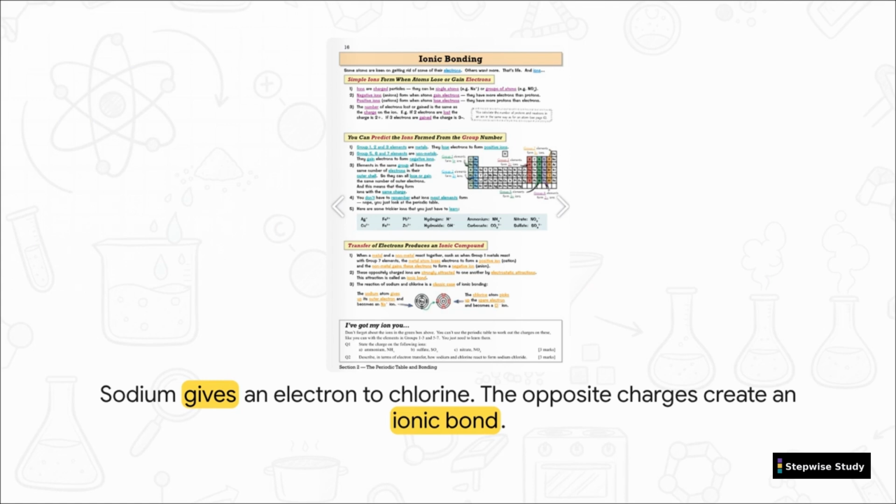Let's look at the perfect example of ionic bonding. You've got a sodium atom here, and it gives away one of its electrons to a chlorine atom. Now, because it lost a negative electron, the sodium atom has a positive charge, and the chlorine, having gained an electron, now has a negative charge. And what do opposites do? They attract. That powerful magnetic-like force is the ionic bond holding them together. And boom, just like that, you've made table salt.